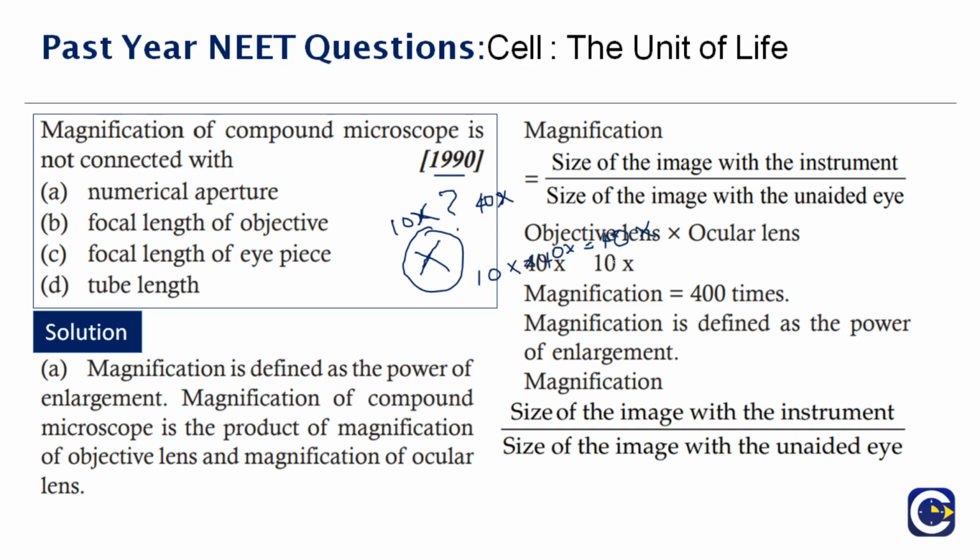Let me tell you, when I said the calculation of 10 into 40, it gives you 400 times. I'll explain. It is the multiplication of the objective magnification and the ocular lens magnification. So 10x is the magnification, and the ocular lens is 40x. So this becomes 400, so imagine the magnification will be 400 times. Therefore, magnification of the compound microscope is not connected with numerical aperture. Option A is the right answer.